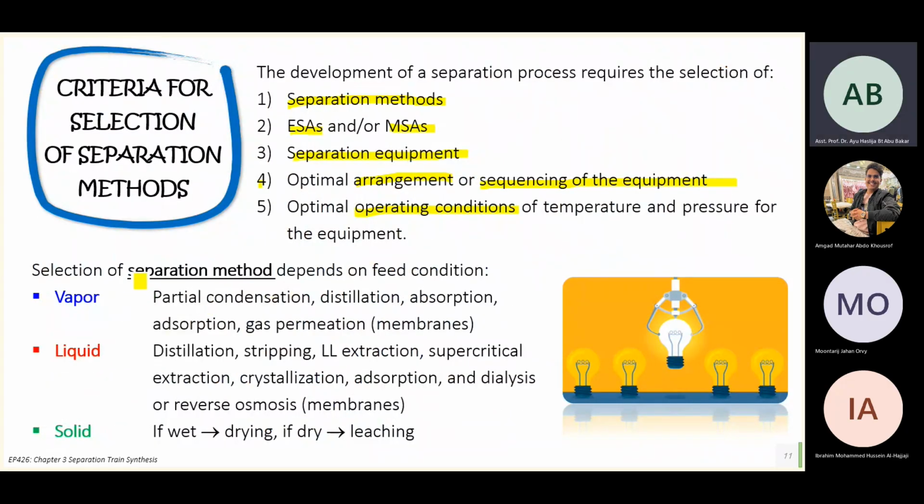To select the separation method depends on feed condition, whether your feed is vapor, liquid, or solid. For vapor and liquid, you can use partial condensation. You can use distillation, adsorption. Vapor and liquid, some equipment are quite similar. But for solid, you will usually need to dry it first. If wet, dry it first. Then if dry, you can leach them out.